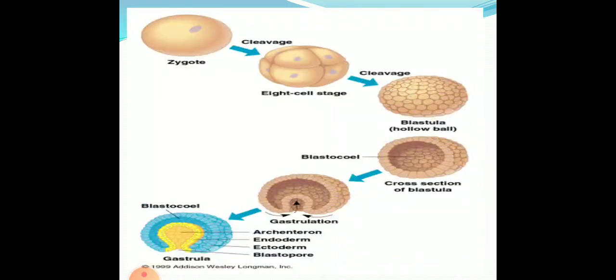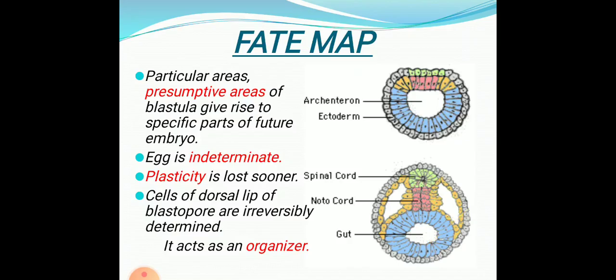Next, you can observe clearly that the zygote has already formed by the union of gametes, and after the zygote the cleavage takes place. The 8 celled stage is a cleavage, then the blastula is formed, a hollow ball of cells, and after the blastula we will see the gastrulation process. But before gastrulation there is one more concept in the middle, called fate map.